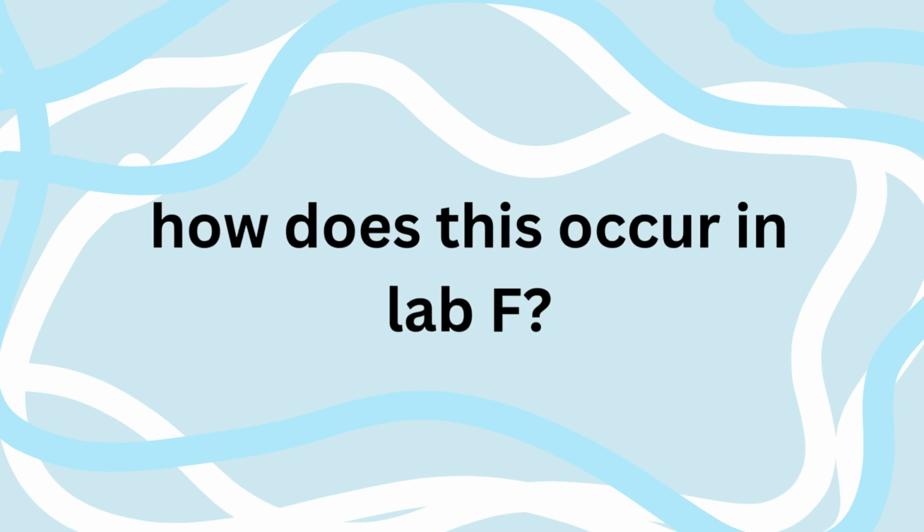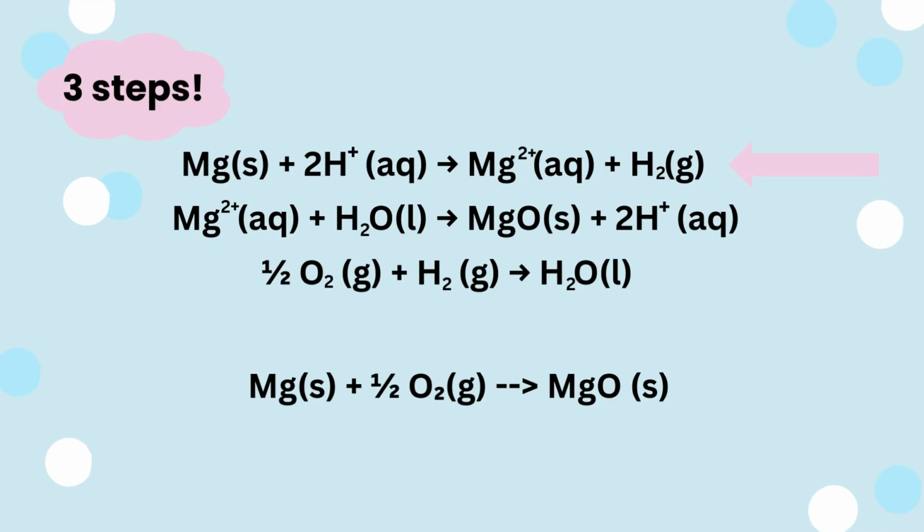So, how does this occur in Lab F? In our lab, we will be using 3 steps to combine to make our desired reaction. These reactions are: first, magnesium solid reacts with aqueous hydrogen ions to make hydrogen gas and aqueous magnesium ions. Second, aqueous magnesium ions reacting with water to make solid magnesium oxide and aqueous hydrogen ions. And lastly, half oxygen gas reacting with hydrogen gas to make liquid water. When we cancel out elements that are found on both sides of the equation, we are left with our desired equation.